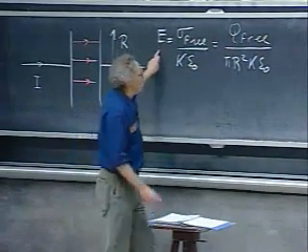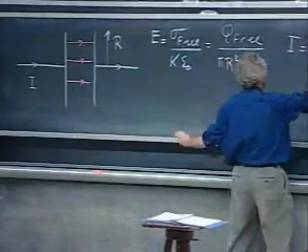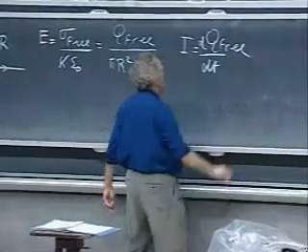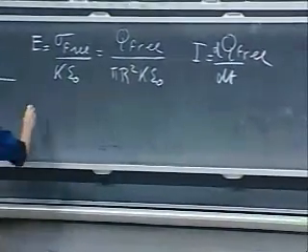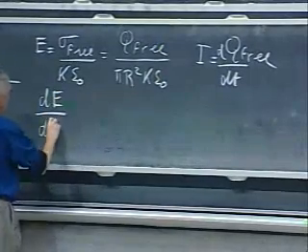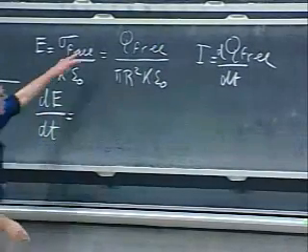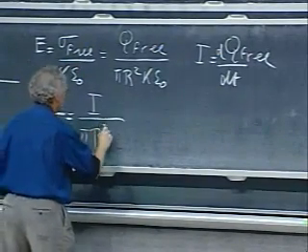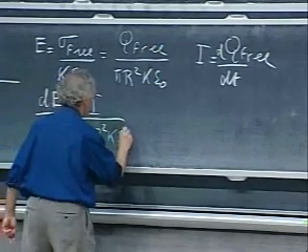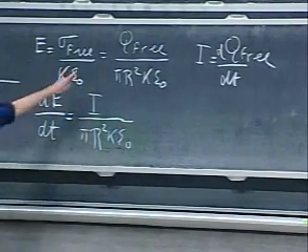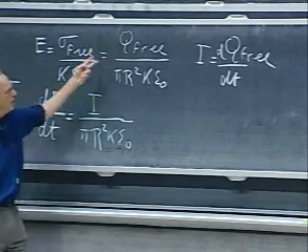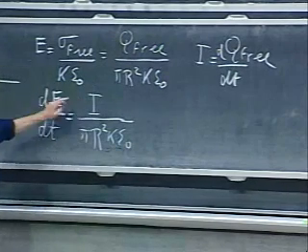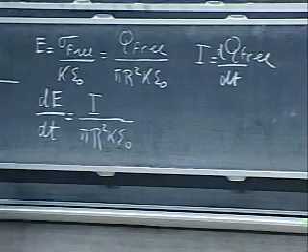And so the current, per definition, is dQ/dt. And so I now have a changing electric field inside, dE/dt, which is the current I divided by pi R squared kappa epsilon 0. Because I simply take the derivative of this equation, I get dQ/dt, and dQ/dt is I. And only if the current is 0 is there no changing electric field inside.